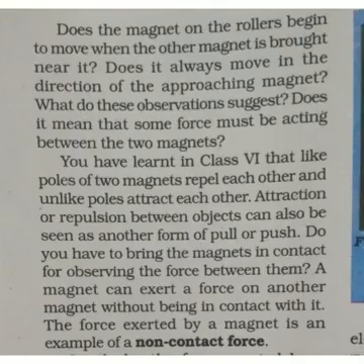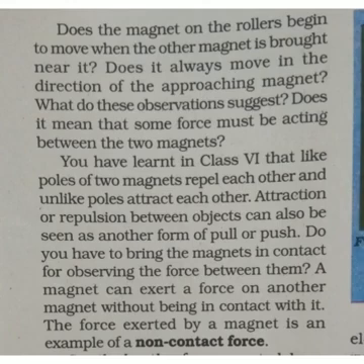This activity shows that the magnet on the rollers always begins to move when the other magnet is brought near it. Sometimes the magnet on the pencils moves in the direction of the approaching magnet, whereas sometimes it moves away, opposite to the direction of the approaching magnet. This happens just because there is some force acting between these two magnets.